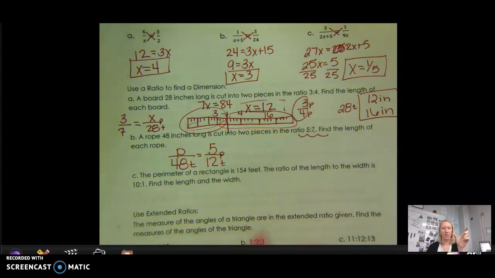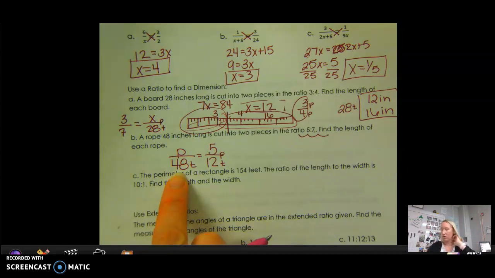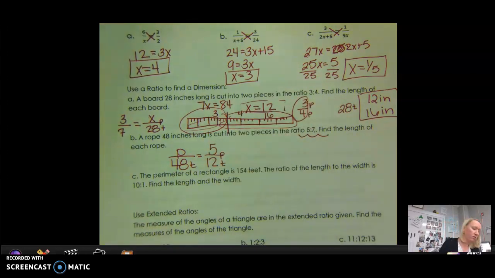So for every 5 inches I have on this piece of the rope, I'm going to get 7 on this. So if I had 10 on this one, that'd be 5 and 5. That would make 7 and 7, which would be 14. So 10 to 14. Just increasing that ratio every time. We want to get up to a total of 48 inches. So I'm going to cross multiply. 48 times 5 is 240.